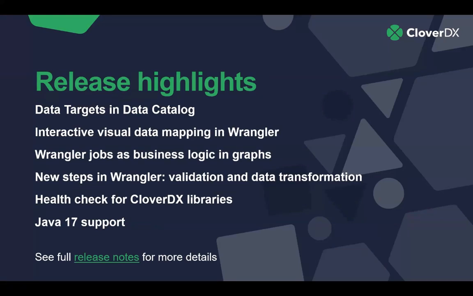To have a look at what's interesting in 6.2, we have a few highlight features. The first thing that we implemented in this release is a significant extension of the capabilities of data catalog and Wrangler, and that's the ability to write to essentially any data target in your Wrangler, not just Excel files or CSVs, but you can build custom targets just like you can build sources. With that, we have introduced interactive visual mapping in Wrangler so that you can very easily map from whatever structure you are working with to what your data target requires.